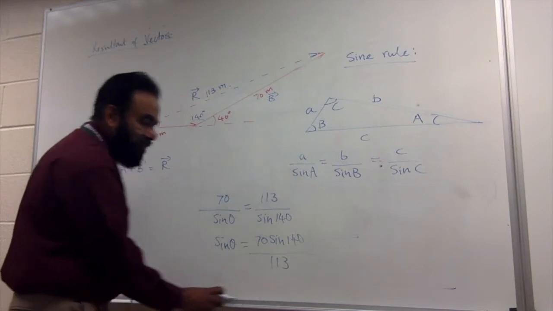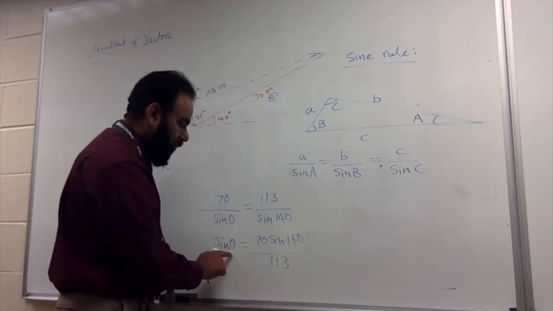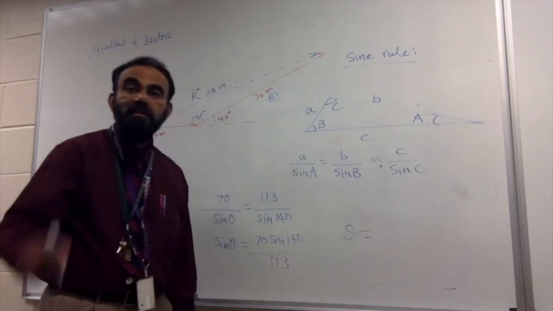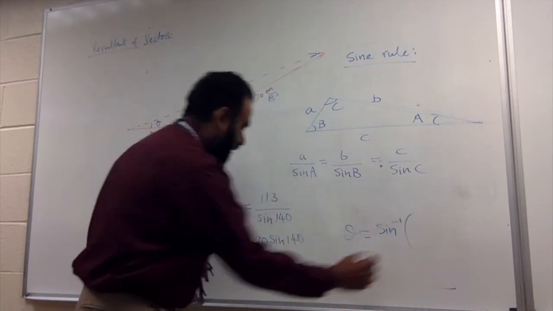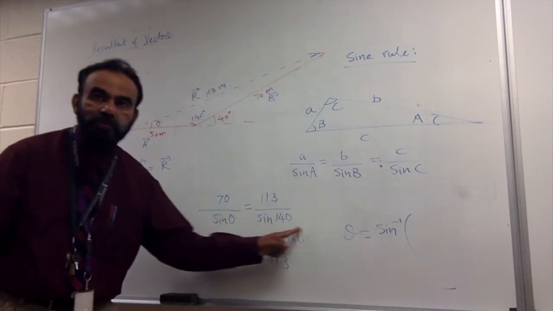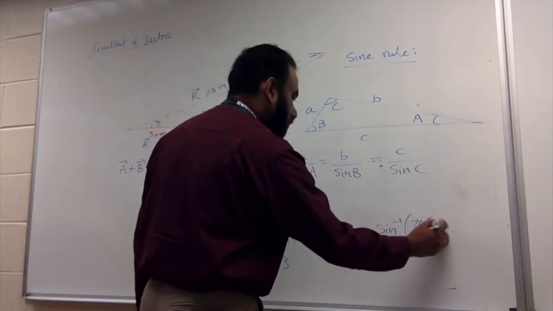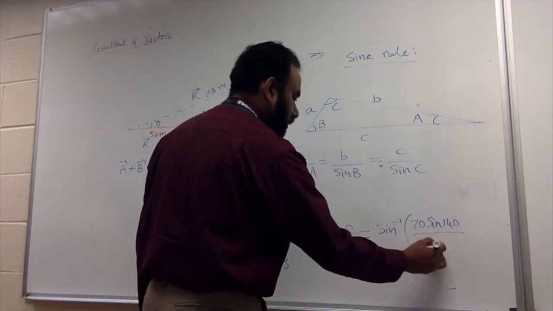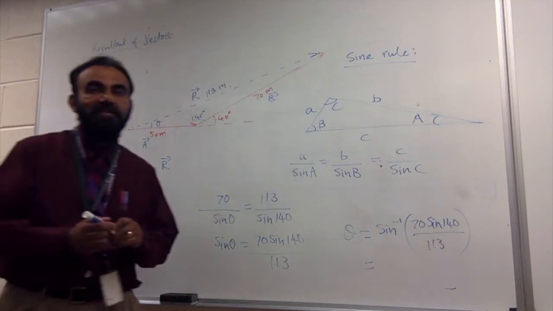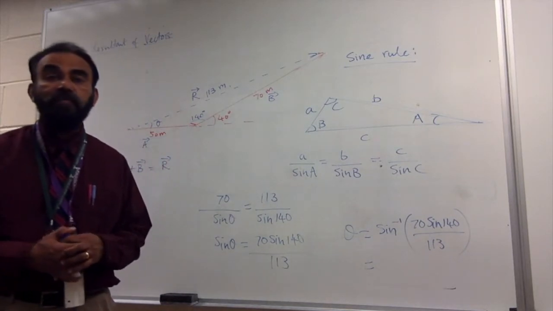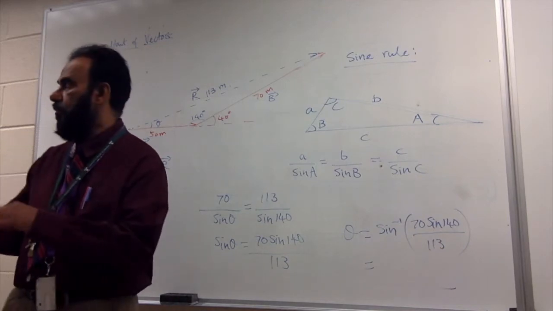So how do you find the theta? Inverse sine. Jackson, how do you find this theta? How do you get the angle? Press second function sine, so it will come out like this, and then put this entire thing. This is our ratio. Put it there: 70 sine 140 over 113, and that should give you the angle. But make sure your calculator is in the degree mode. We will not use the radian mode at all. So at all times, double check the mode and see if it is the degree mode.